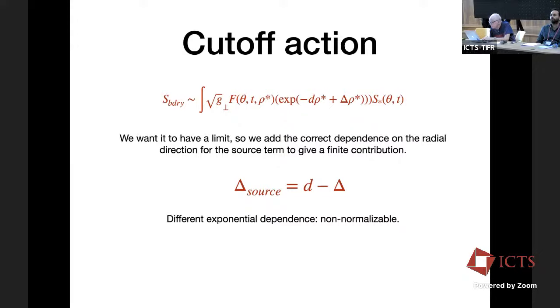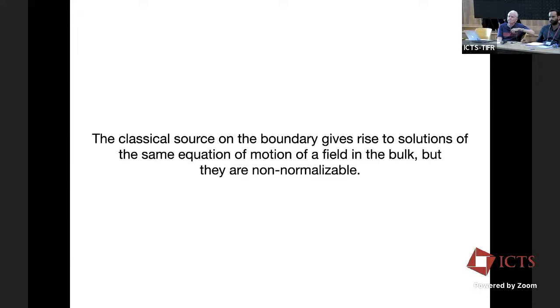The classical source on the boundary basically gives rise to solutions of the same equation of motion in the bulk for a field, but they are non-normalizable. So I have to split always between normalizable and non-normalizable solutions. And the ones that behave normalizable are the things that I call oscillations in the Hilbert space. These are these fluctuations. And then the stuff that is non-normalizable is the stuff that I call a source on the boundary. Okay? Because they're so big, they cannot oscillate any longer, they have an infinite norm.